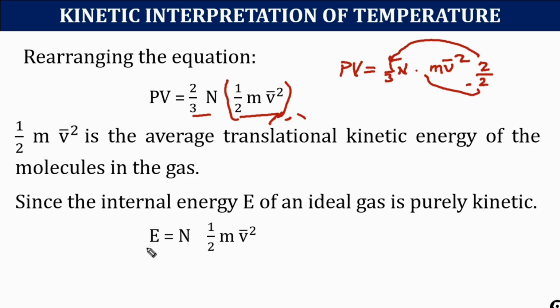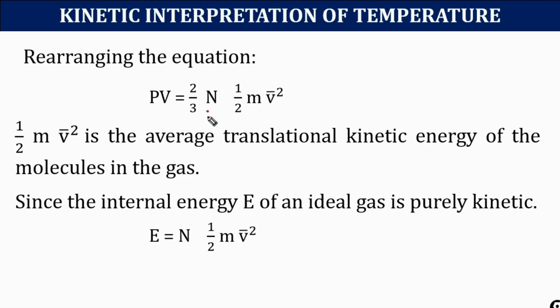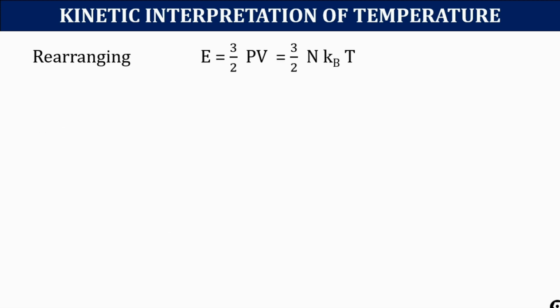Internal energy should be equal to the energy possessed by each molecule, half m v bar square, into the number of molecules present, capital N. So N into half m v bar square is equal to E. Using this, we can write PV is equal to 2 by 3 into E. Now rearranging the equation for the internal energy, we can write E is equal to 3 by 2 into PV.